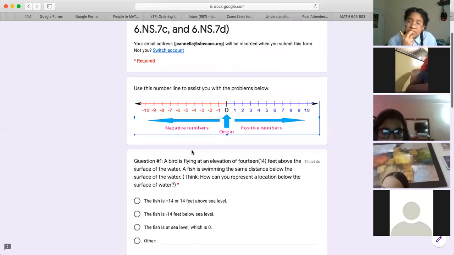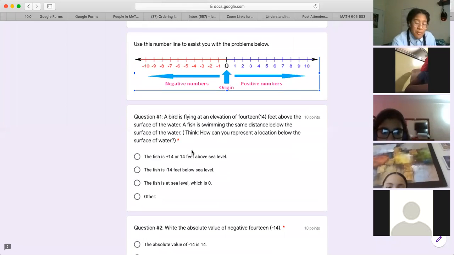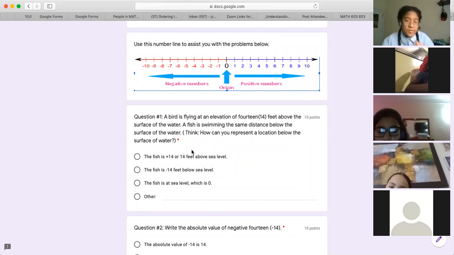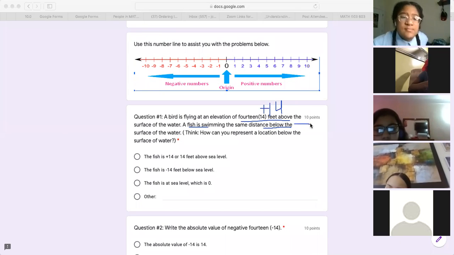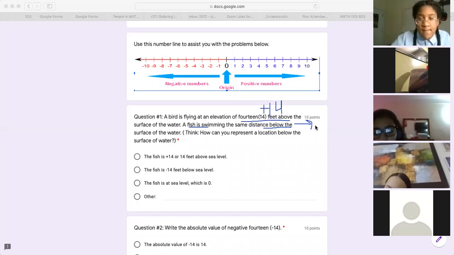So this is quiz question number 1. A bird is flying at an elevation of 14 feet above and the fish is the same distance below. So Hazel, help me out. When I see the word above, is that a positive or negative number, Hazel? Positive. Right, so I'm going to automatically write positive. Now the fish is the same distance below. So the fish is now what number? The opposite of above is what? Negative. Good. Below, negative.